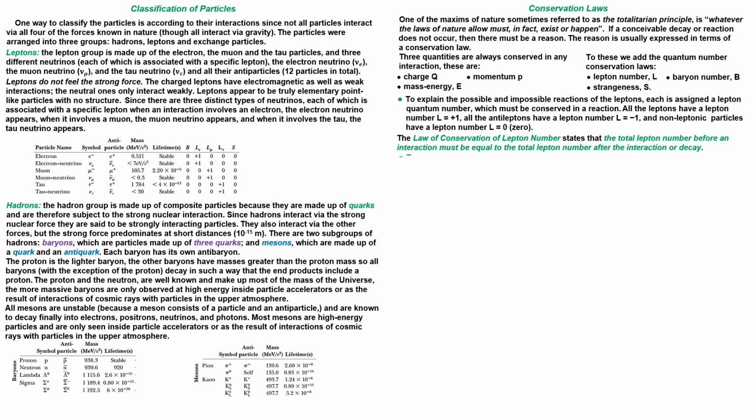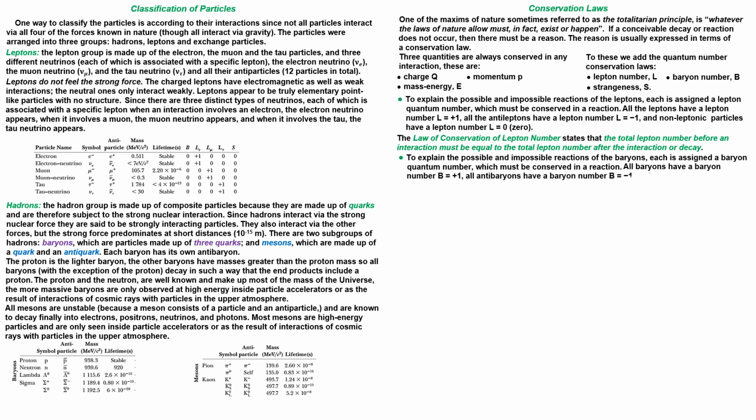To explain the possible and the impossible reactions of the baryons, each is assigned a baryon quantum number, which must be conserved in a reaction. All baryons have a baryon number equal to +1. All the antibaryons have a baryon number equal to -1. And non-baryonic particles have a baryon number equal to 0. Look at the table on the left.